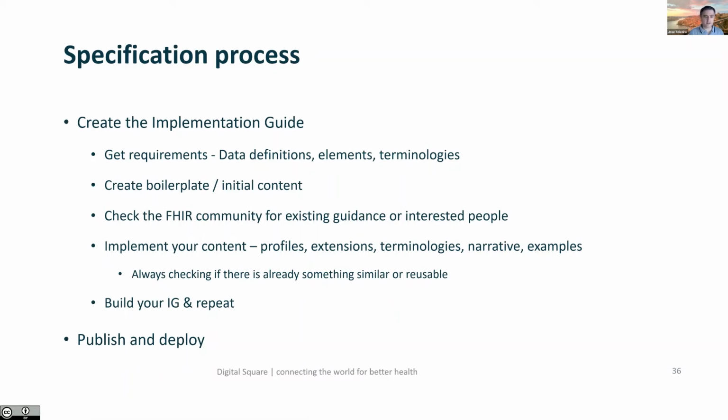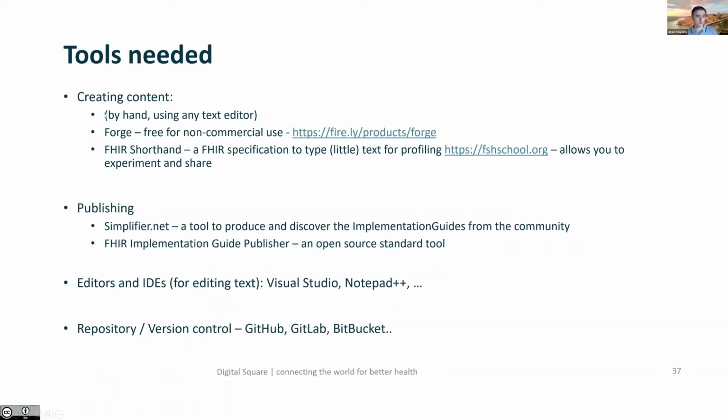So for this specification process, the tools that you typically use, you can do these things by hand using any text editor, which is not really appealing because you'll have to edit a lot of text. You can use Forge. Forge is a free for non-commercial use tool. It's graphical. It's very nice to see how things are shaping up. Even before you see them published, you can see the structures being shaped, taking their shape of tree structures. So that's a product that you can use.